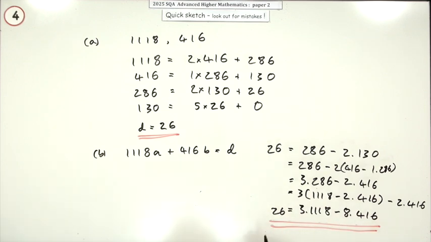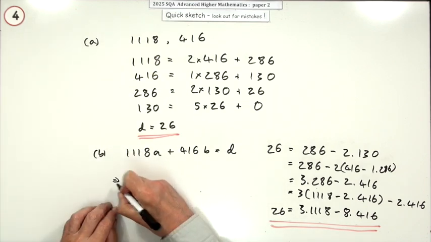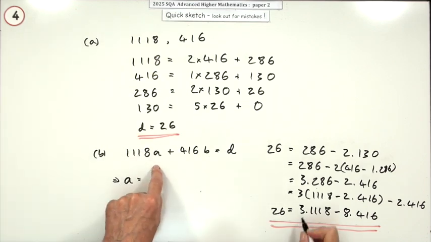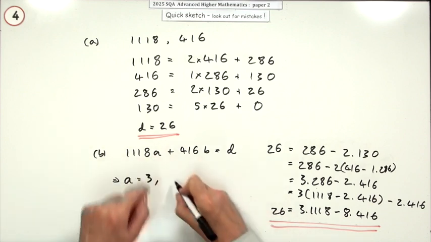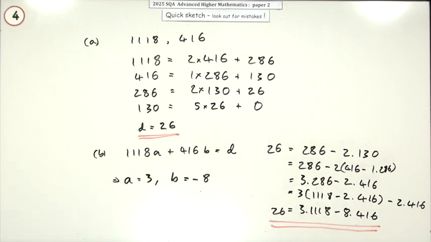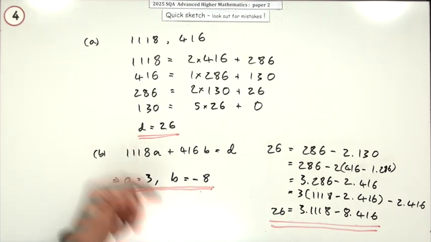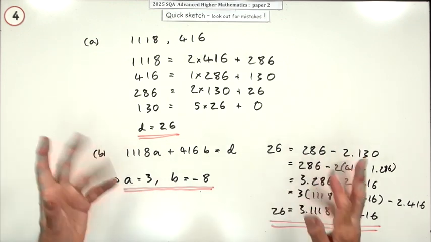So that's the equation, but it did say, what did it say again? It said find integers a and b. So that means that a would be 3 and the b would be a negative 8. Actually, it took quite a bit of time to get those 3 marks because of all the arithmetic.